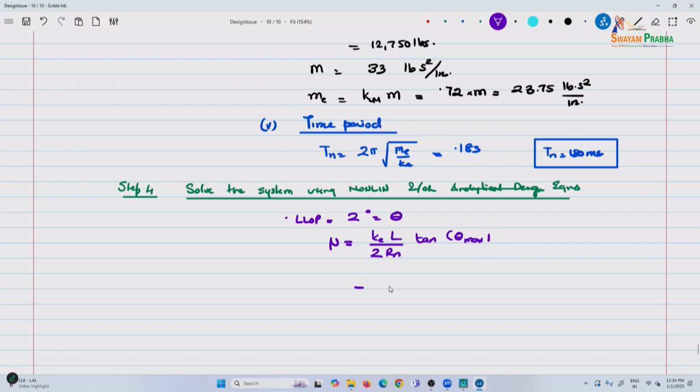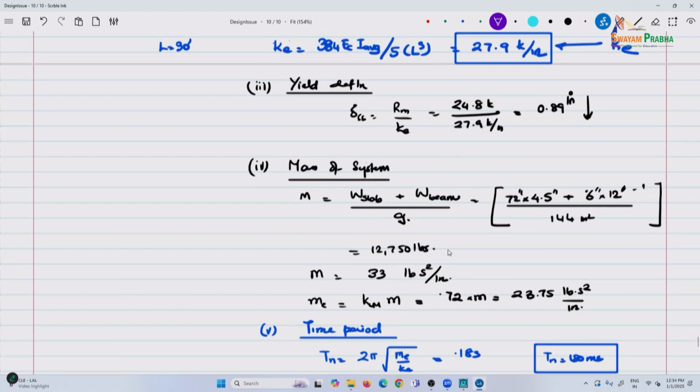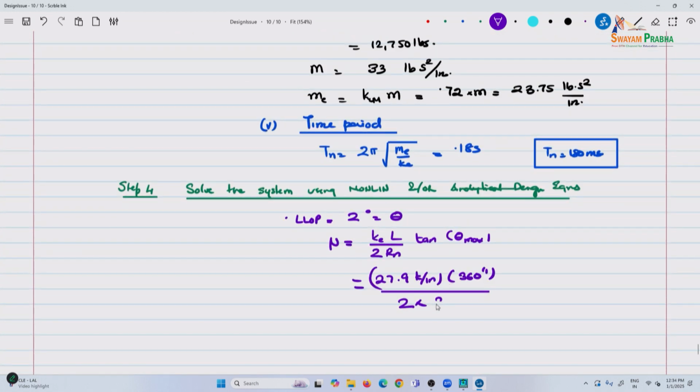Ke is 27.9. L is 360 inches by 2 times Rn, which is 24.8 kips, tangent of 2 degrees. We can even, let's try the other extreme also. So this is for HLOP, I think theta equal to, we can check that, 8 degrees or 10 degrees I think. Let's try a couple of combinations, it might be interesting to see that.